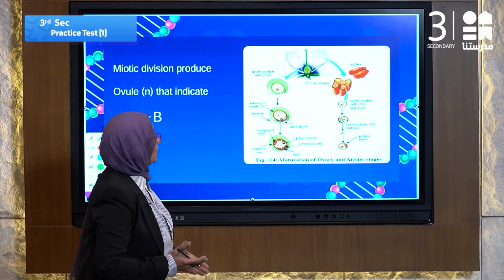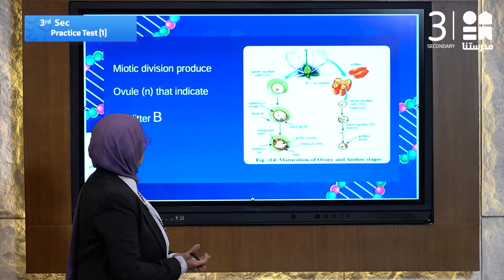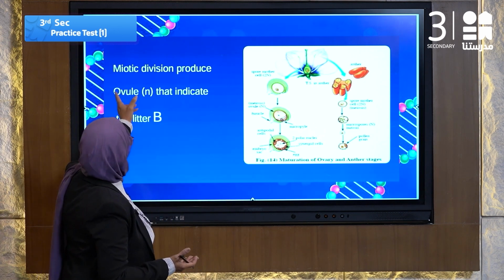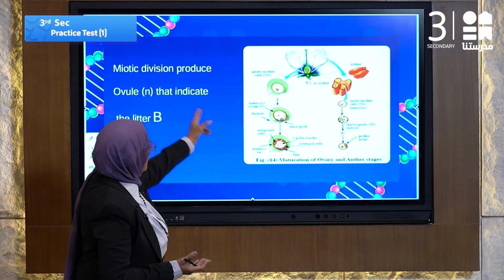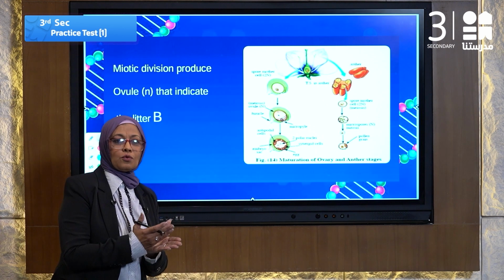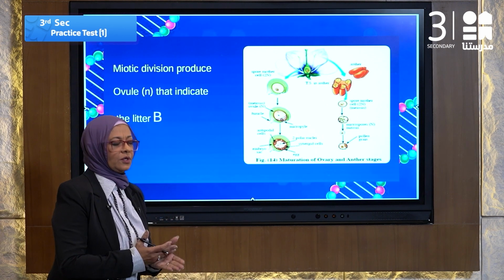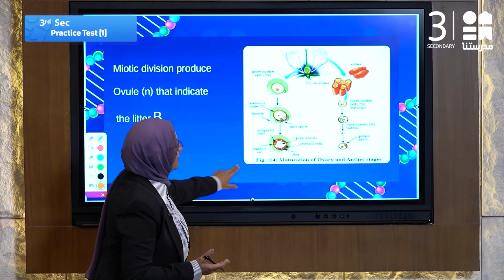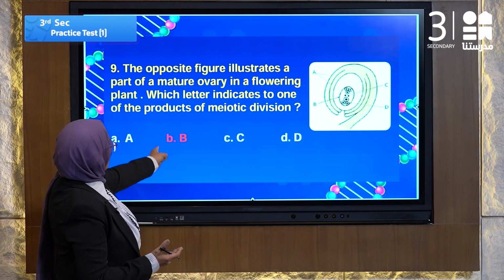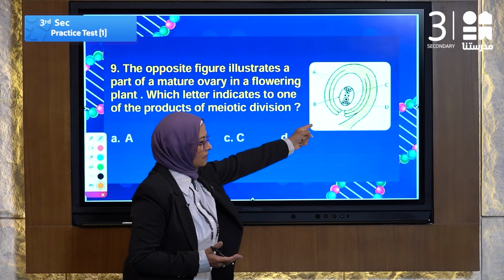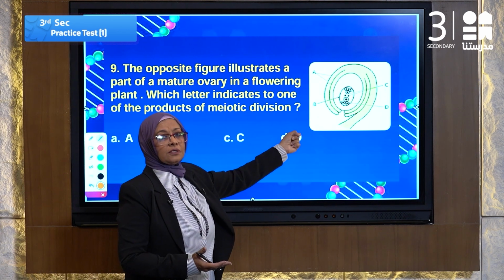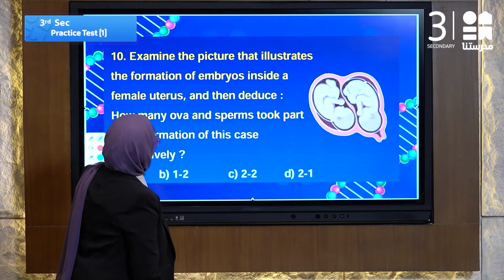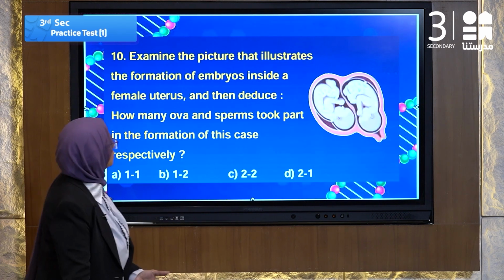When the meiotic division is done, it will produce what? It produces N. N means a half number of chromosomes, which produces the ovule. So the answer will be the letter B. B is the meiotic division. Meiotic division produced.